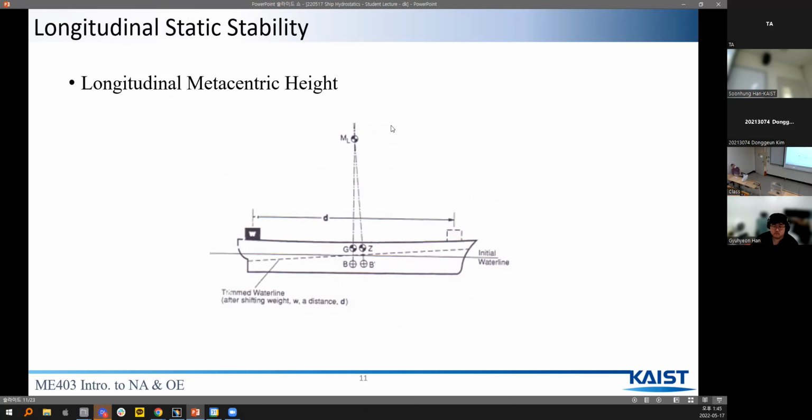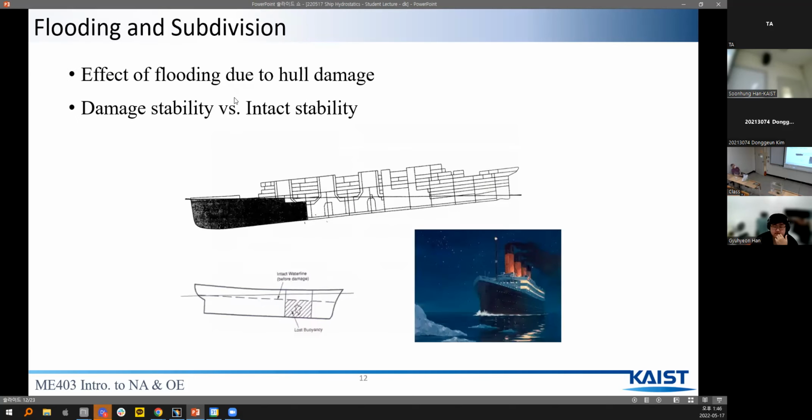This is about the longitudinal static stability. A ship nearly capsizes in the fore and aft direction. However, the trim change by adding, removing, or shifting weight on the ship in the longitudinal direction is an important concern.